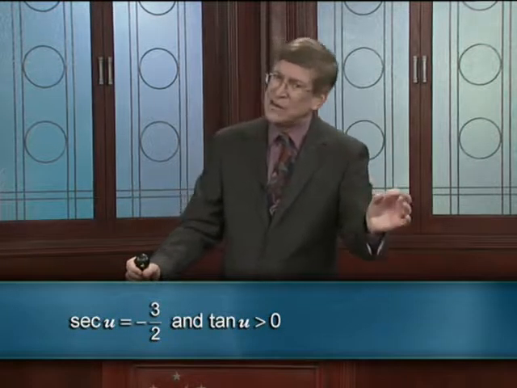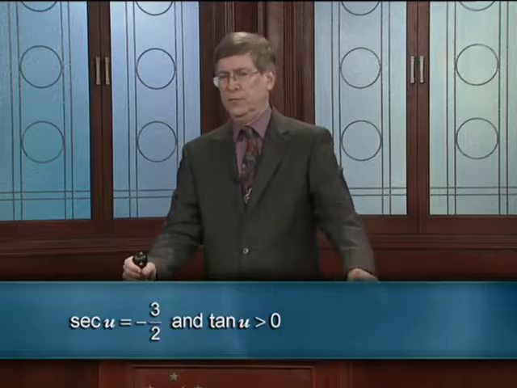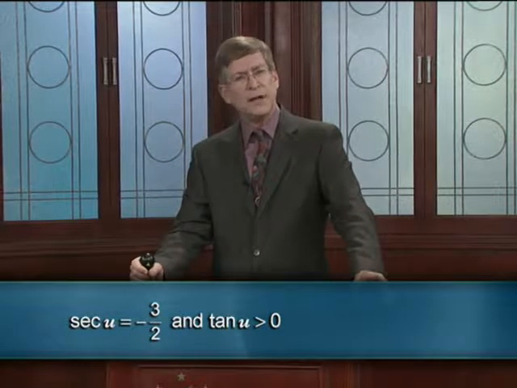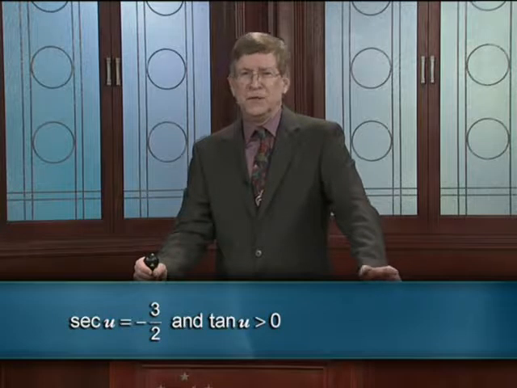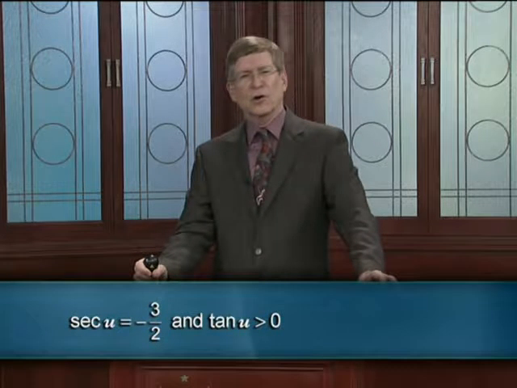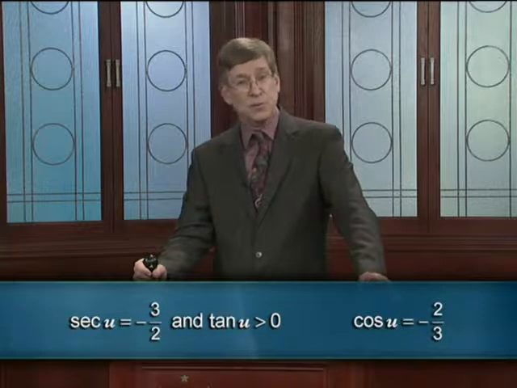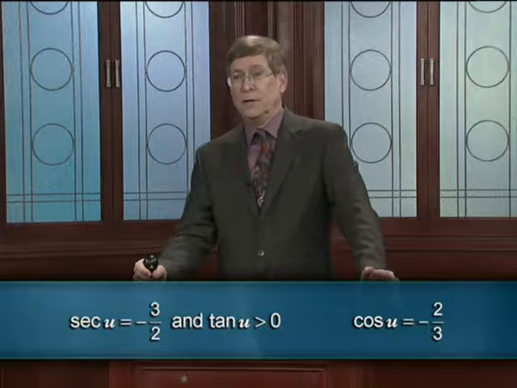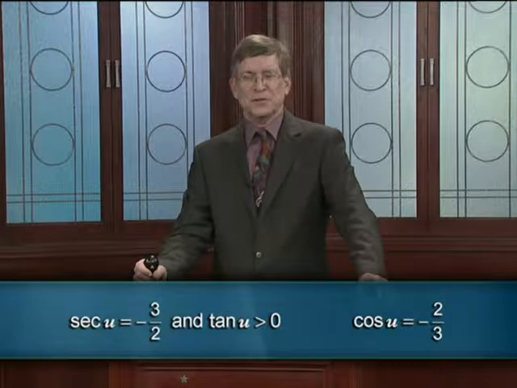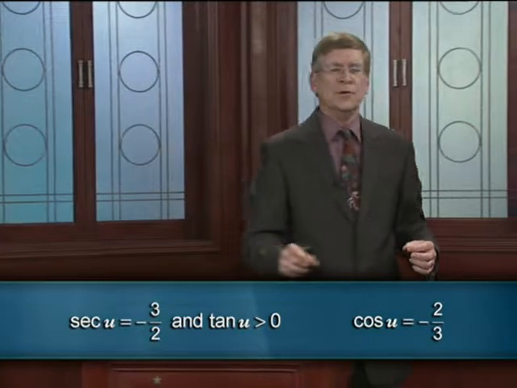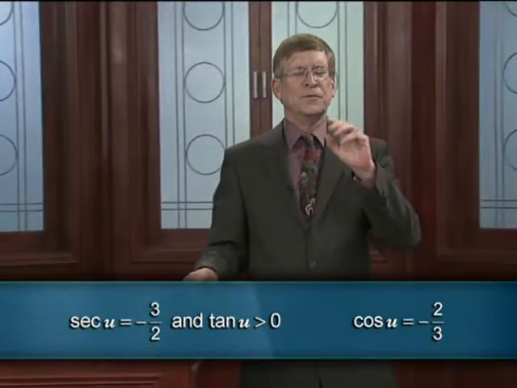That's sort of an added piece of information which will be helpful. So secant is -3/2, tangent is positive. Well, if you know secant, you immediately know cosine. Cosine is -2/3, the reciprocal. So we've now calculated 2 of the 6 trigonometric functions. Cosine is -2/3.